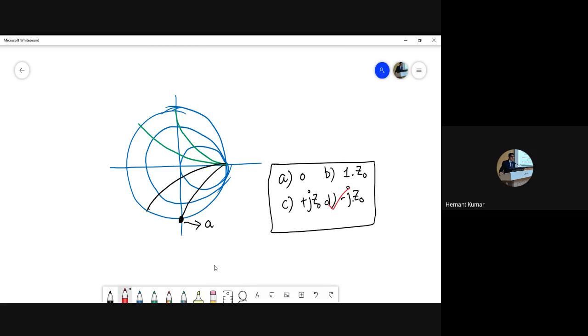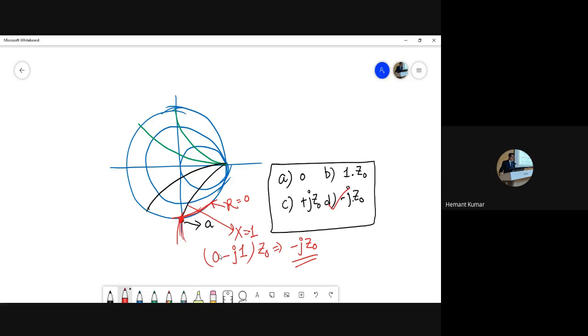Why? Because at this point, the two intersecting circles are these. One is the R is equal to 0 circle, and the other is this black circle, the X is equal to minus 1 circle. So 0 minus 1 J. The answer is D, 0 minus J1. You need to multiply it with Z naught, so you can write minus J Z naught.